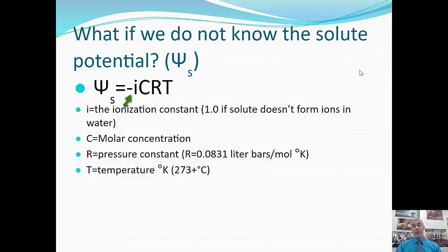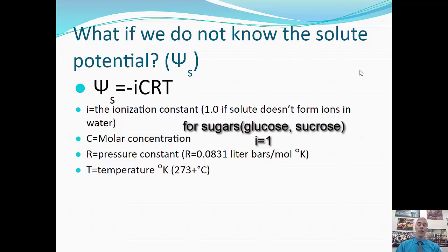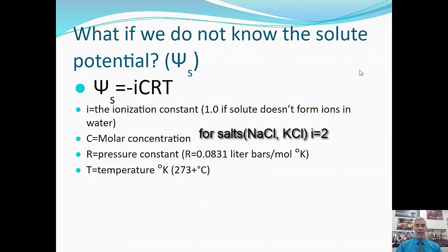The i is the ionization constant. If it is a sugar, it doesn't ionize, it just dissolves, so its ionization constant is 1. But think about something like sodium chloride. If you had 1 mole of sodium chloride in 1 liter of water, that would be a 1 molar solution. But technically, because it splits into 2 ions, a sodium ion and a chloride ion, 1 positive, 1 negative, it actually has double the drawing power that sugar would have. So in that case, the ionization constant would be 2 if it ionizes.